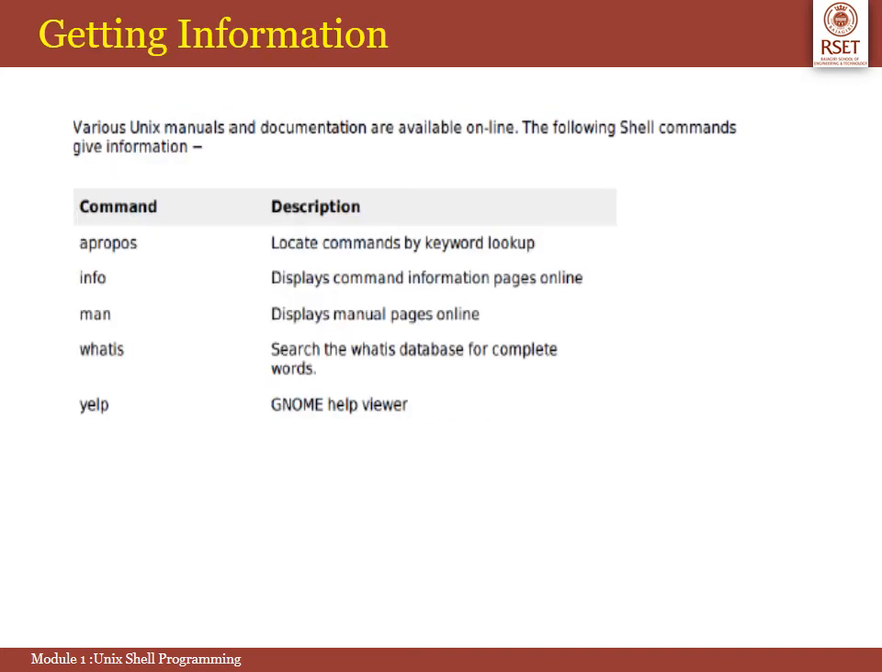The commands used to get some information are, the first one is apropos, that is locate commands by keyword lookup. Next command is info, it will display the command information pages online. Then the command man will display manual pages online. Then the command whatis will search the whatis database for complete words. Then yelp is the GNOME help viewer.